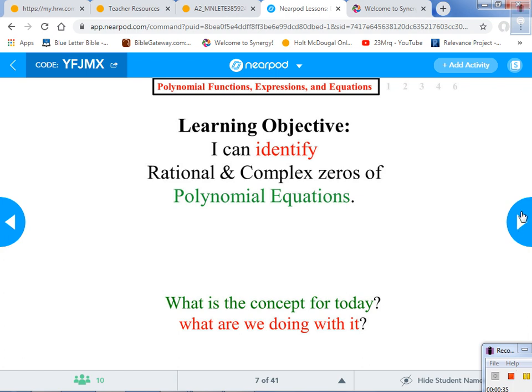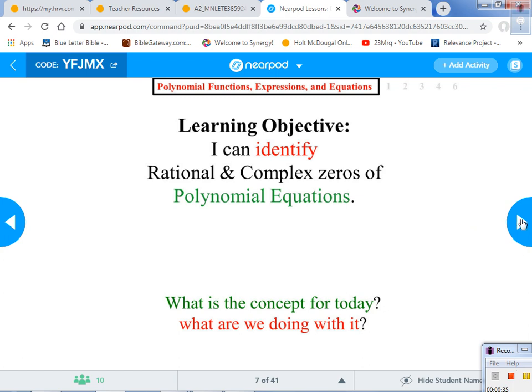All right, here we go. Focus, please. Here we go. Our objective for today: I can identify rational and complex zeros of polynomial equations. Once again, I can identify rational and complex zeros of polynomial equations. Today we're going to finish off with this portion, and I just want to make sure that we got all our processes together before we go to the next step.